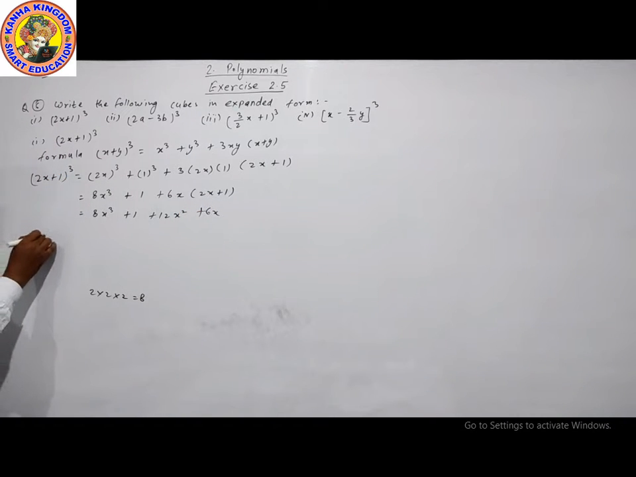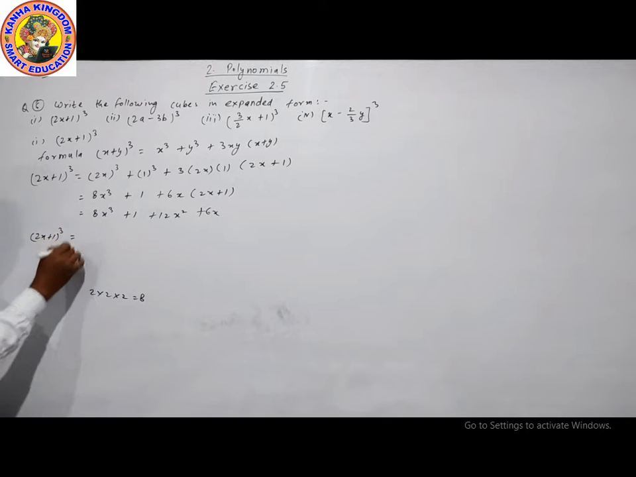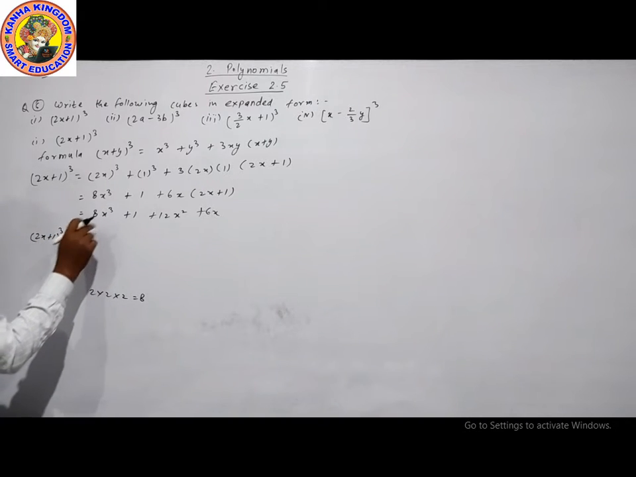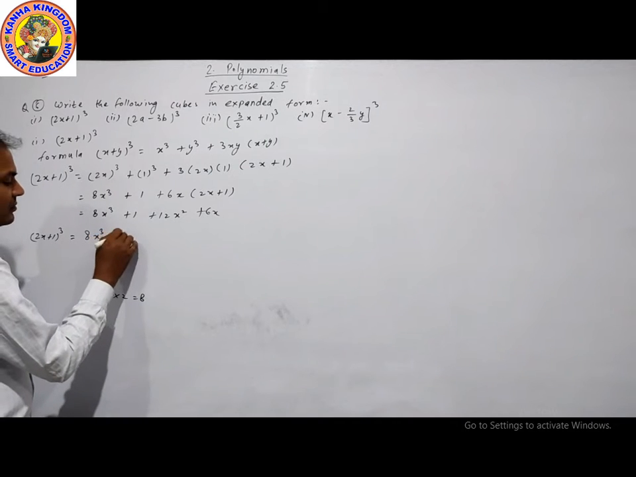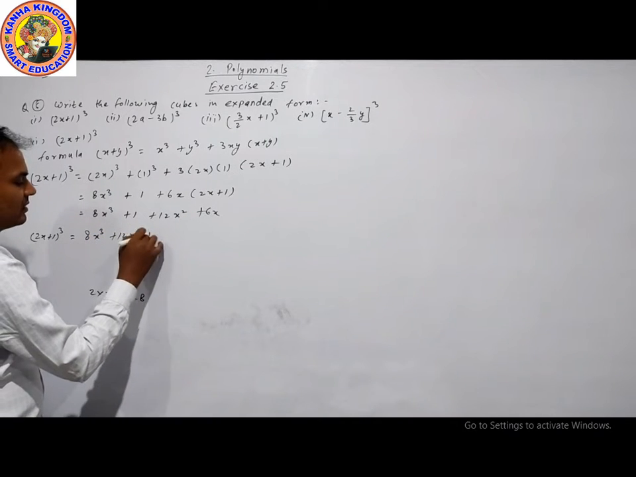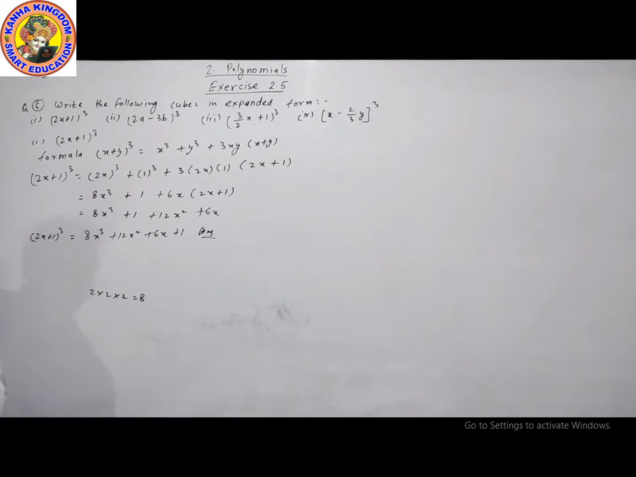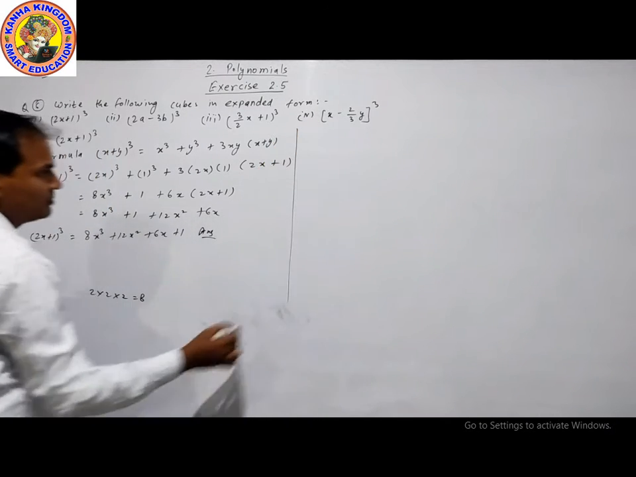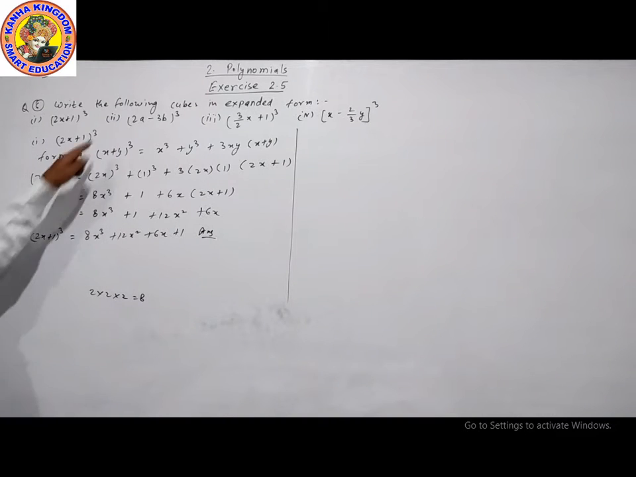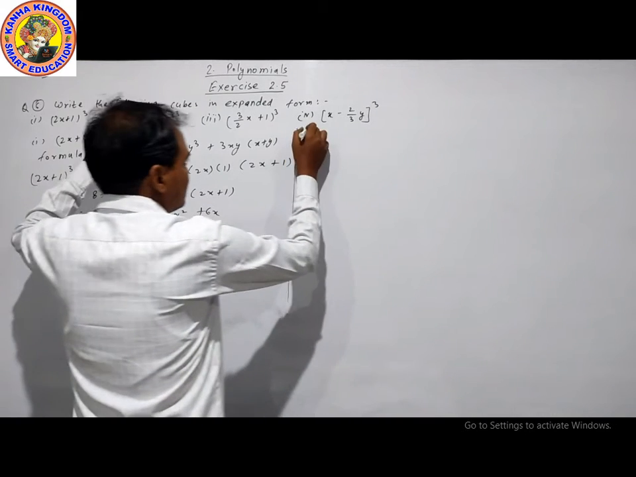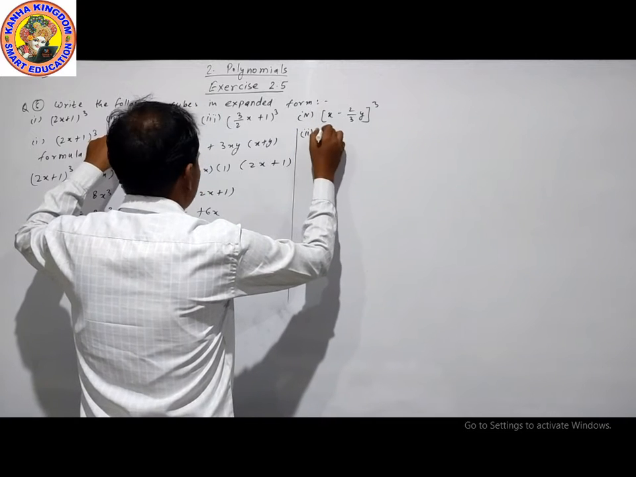Rearranging. We are rearranging the terms. First of all we write x cube, then x square, then 6x, then 1. This is our answer. Now I am taking the second part.